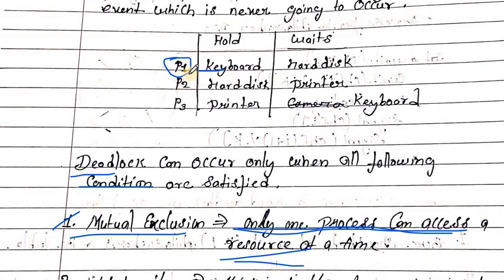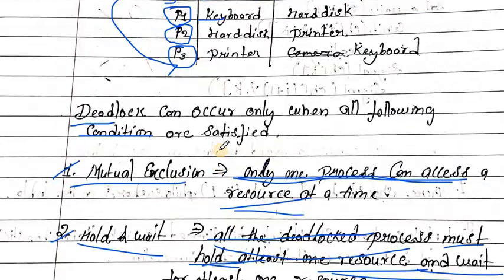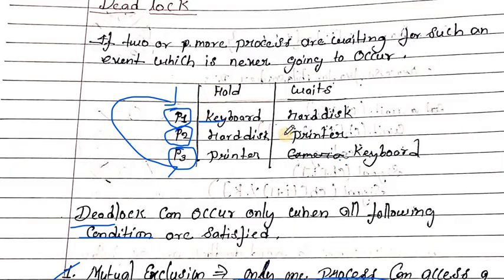Here, none of the three processes P1, P2, P3 can preempt the resource of any other process. It means that process P3 can't take access of the keyboard by preempting process P1. This will not happen. No process can preempt a resource from any other process.